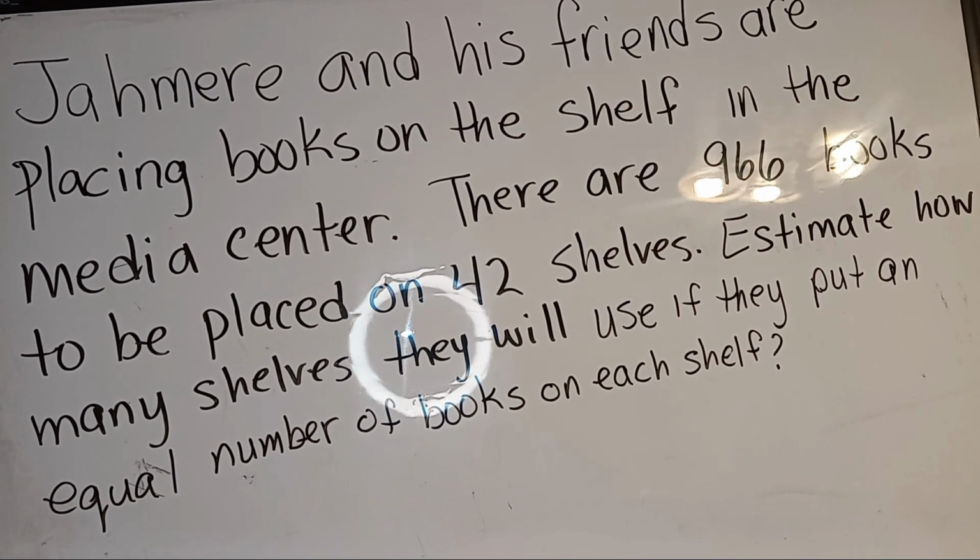So today's first problem is Jameer and his friends are placing books on the shelf in the media center. There are 966 books to be placed on 42 shelves. Estimate how many shelves they will use if they put an equal number of books on each shelf.